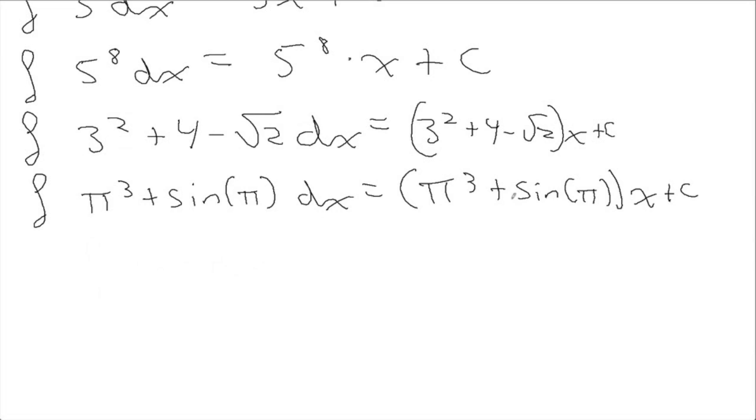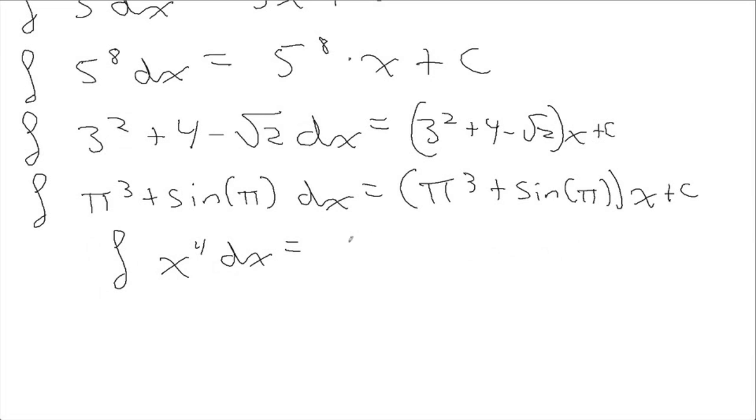What is the derivative of pi cubed plus sine pi times x plus c? Well, that's the pi cubed plus sine pi. Yeah, the key thing is you would not say that the derivative of sine pi is cosine pi. The derivative of sine pi is not cosine pi. That only applies when you're taking the sine of a variable, not a constant. Okay, so that would be an example of that.